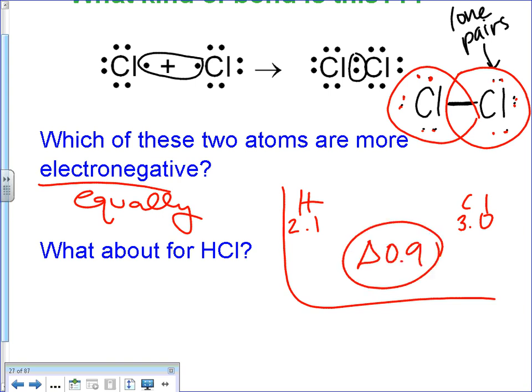Okay, look at 0.9 on the little chart down towards the bottom where it says polar covalent, non-polar covalent, and ionic. Do you see that? Where does it fall? 0.9 falls in the polar covalent region. Okay, we're good? So according to reading guide 8, what does polar covalent mean? That's why I've left these on your desk for now. Or what does non-polarity mean?